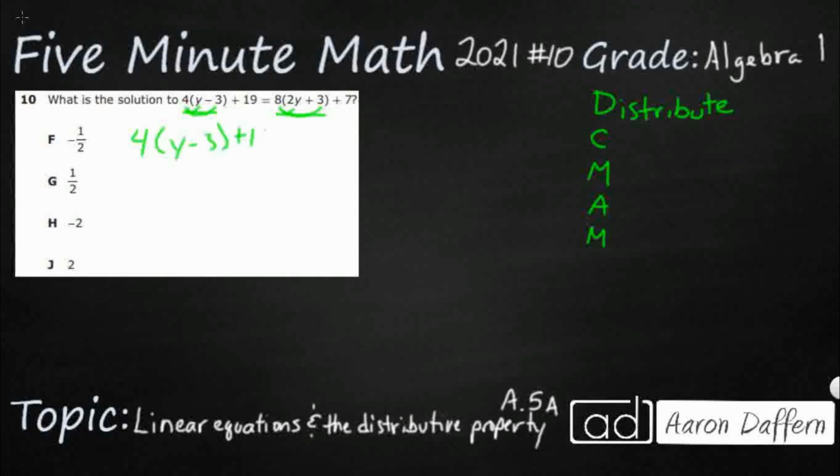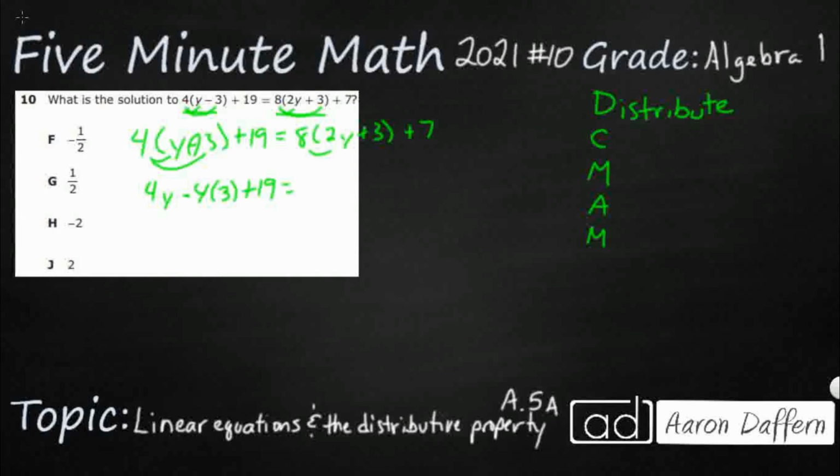We can't forget we've got our positive 19 on the outside there, so we're going to need to keep up with that. Also, that positive 7 is just kind of sitting out in left field on the right side as well. So let's distribute this out. 4 is going to be multiplied by y. We're going to keep that sign there, and then 4 is going to be multiplied by 3. And then we've got a positive 19.